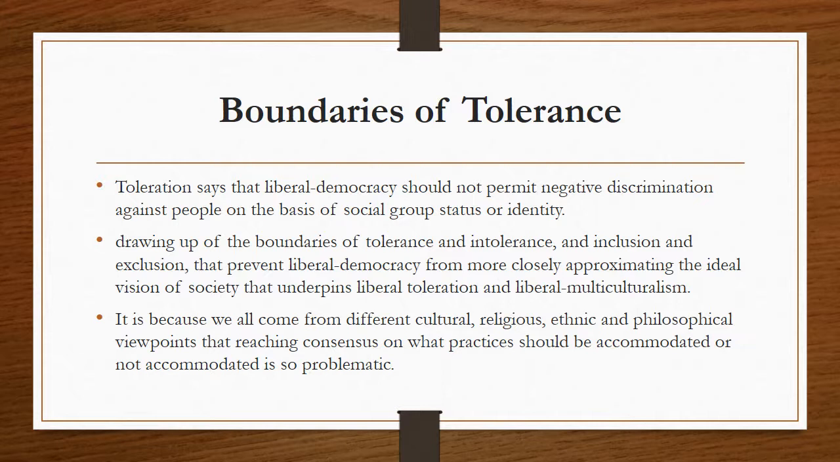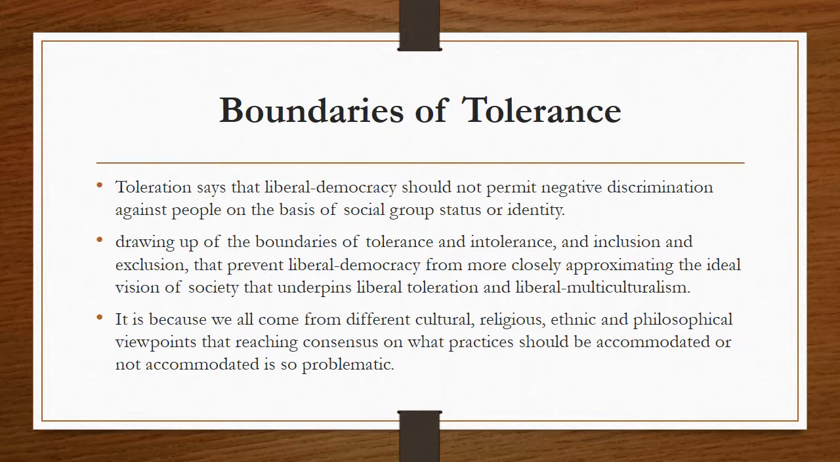So of course we should recognise that there are boundaries to tolerance. Toleration says that liberal democracy should not permit negative discrimination against people on the basis of social group or identity. The real question is, how do we come to an agreement about what to tolerate and what not to tolerate? Drawing these boundaries is often difficult, precisely because citizens in liberal democracies hold different viewpoints. It's the drawing up of the boundaries of tolerance and intolerance, and inclusion and exclusion, that prevent liberal democracy from more closely approximating the ideal vision of society that underpins liberal toleration and liberal multiculturalism.